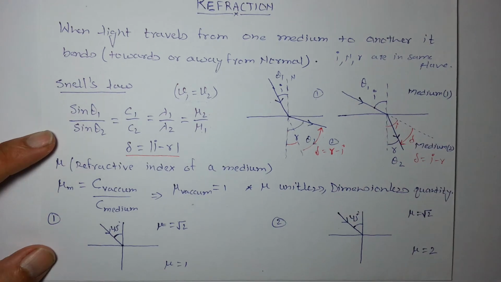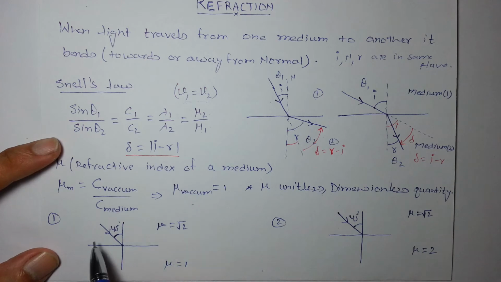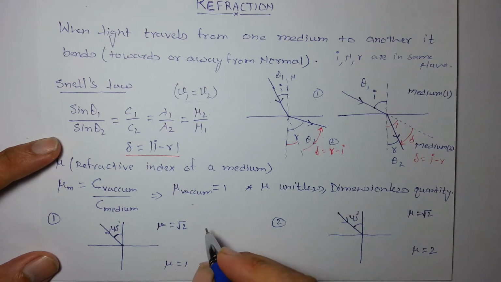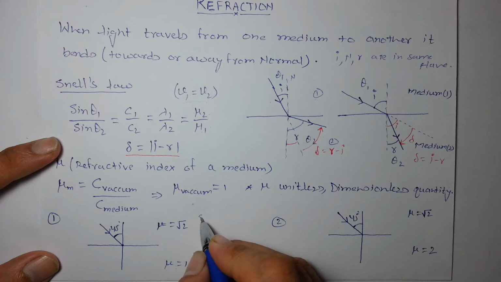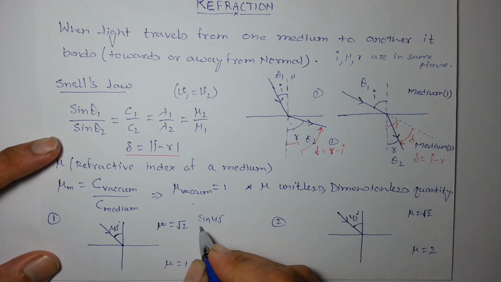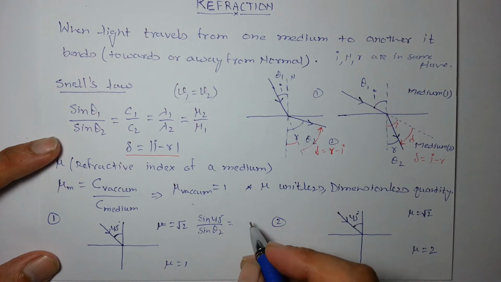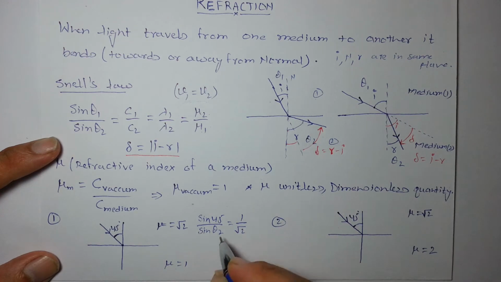Okay, let's solve a few examples. In this, light is moving from this medium to this, and we have to find the angle of refraction and deviation. So solving, sin theta 1, which is 45, by sin theta 2, which is the angle of refraction, is mu 2 by mu 1. Mu 2 is 1, mu 1 is root 2. Solving, we get sin theta 2 as nothing but 1, and theta 2 as 90.